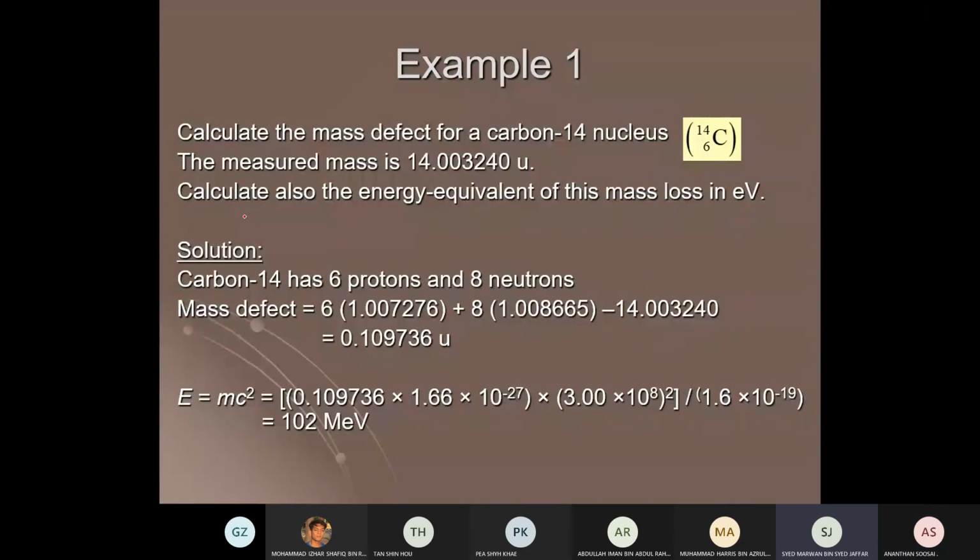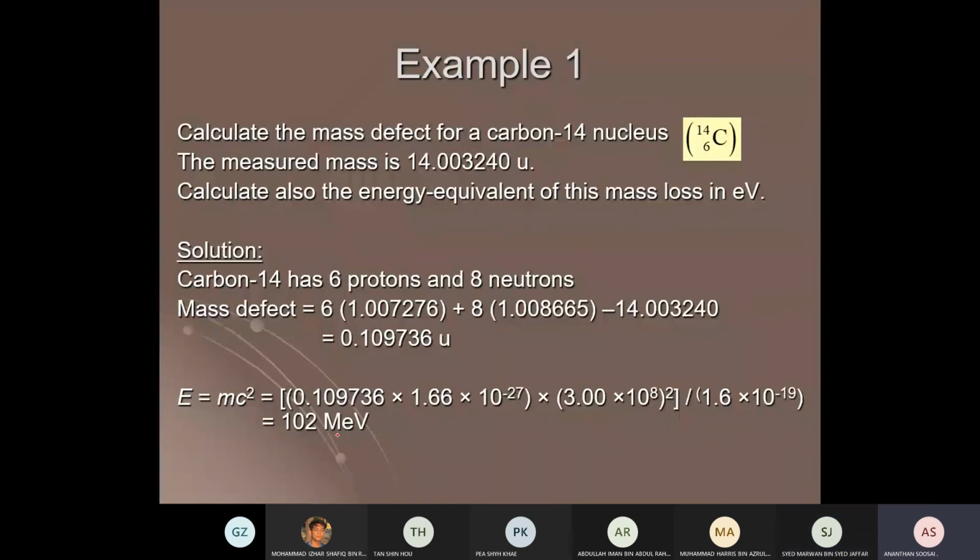Okay, next, calculate also the energy equivalent of this mass. The mass defect which is lost is equivalent to how much energy? So we use Einstein's formula, E equals mc squared. The m here is actually the mass defect, the mass which is lost. But remember, when you use the formula, mass must be in SI unit. Don't put in U. So you put it in 1.66 times 10 power negative 27, times c squared. You get the answer in terms of joule.